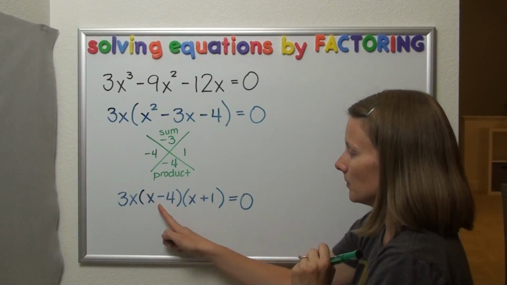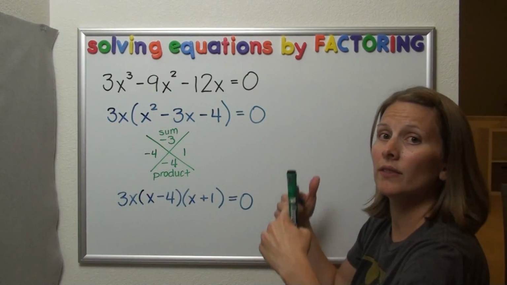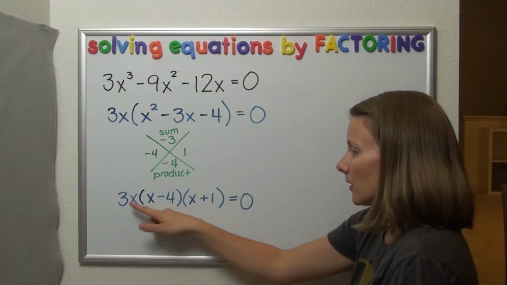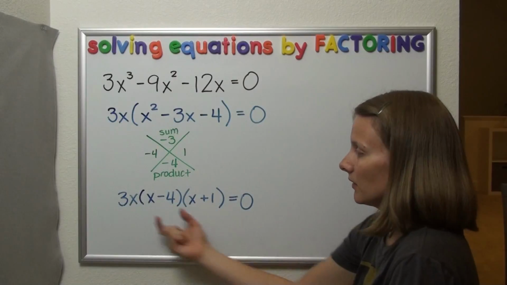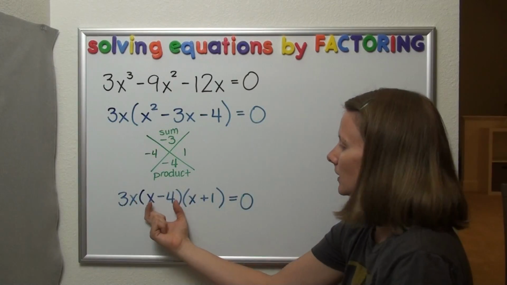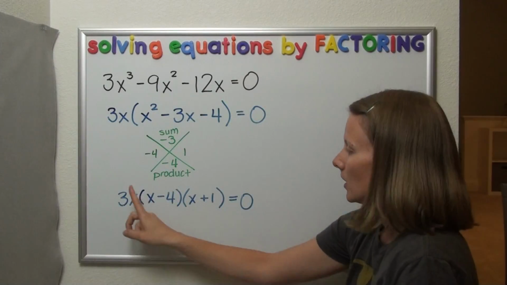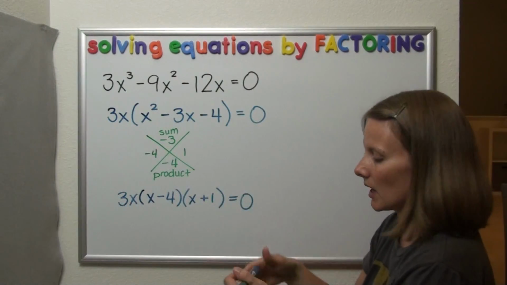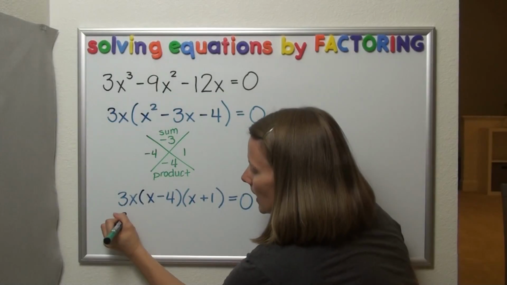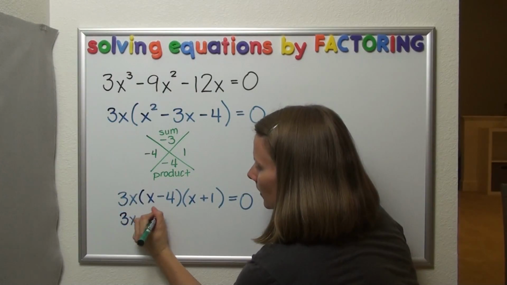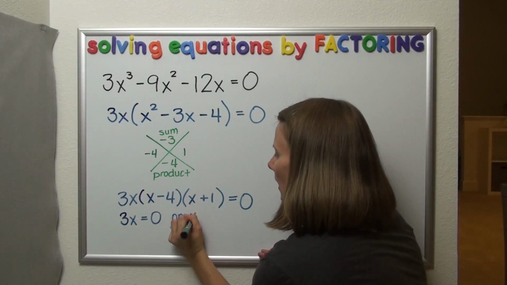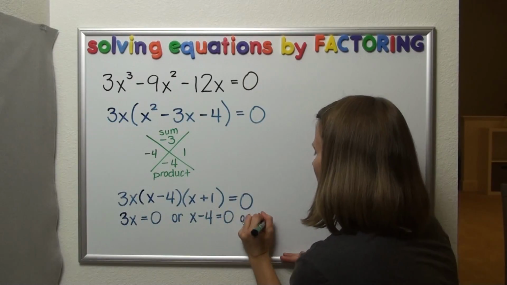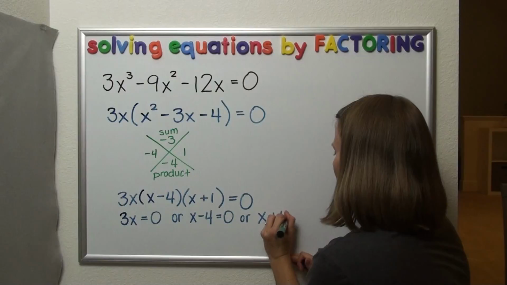So now something times something is 0. One of them has to be 0. We know this is completely factored. GCF we always leave. Linear factors we leave alone. So we can do that third step, something times something is 0. One of them's got to be 0. So either 3x equals 0 or x minus 4 equals 0 or x plus 1 equals 0.